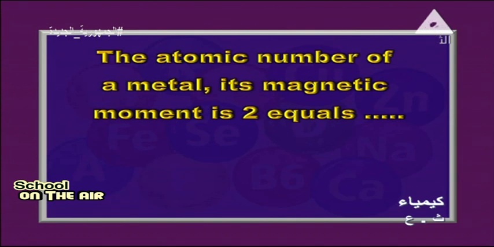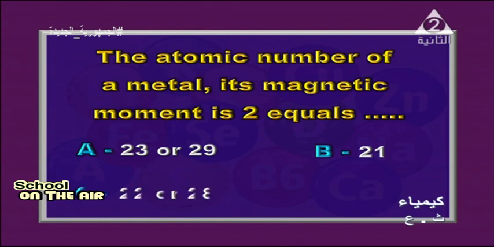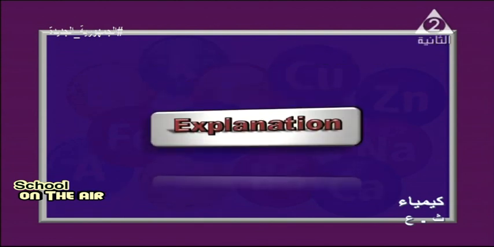Here, the atomic number of the metal whose magnetic moment is 2 equals what? The atomic number, is it 23, 29, 21, 22, 28, or 27? If you think about it, yes, it will be number C. Why? We know that the magnetic moment is related to the number of unpaired electrons.